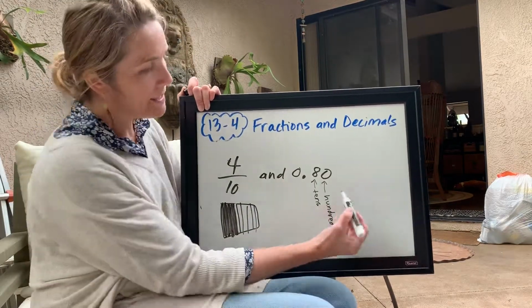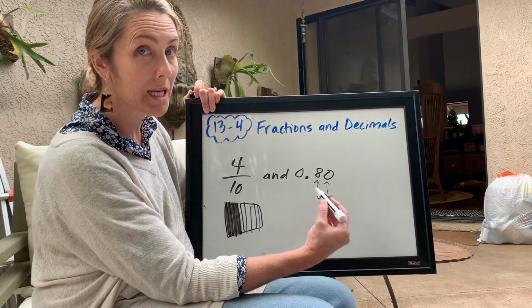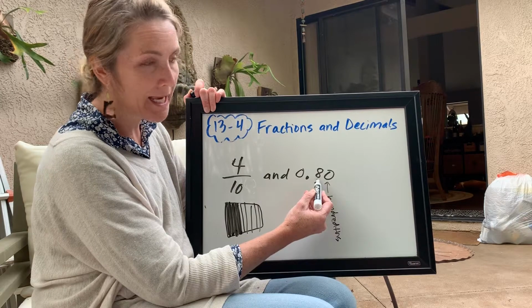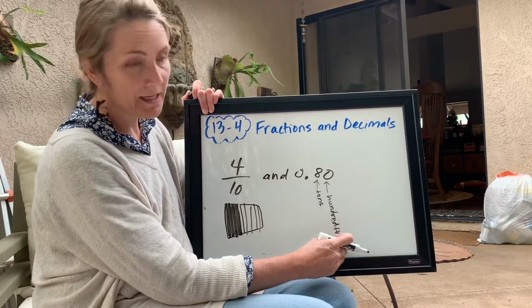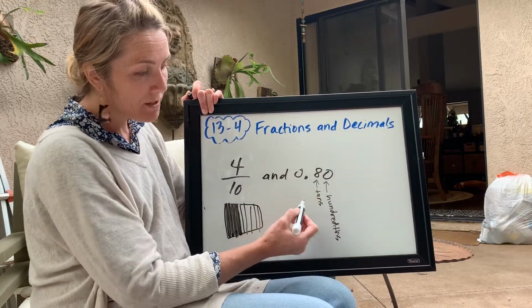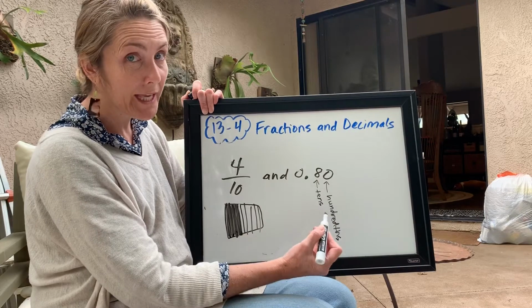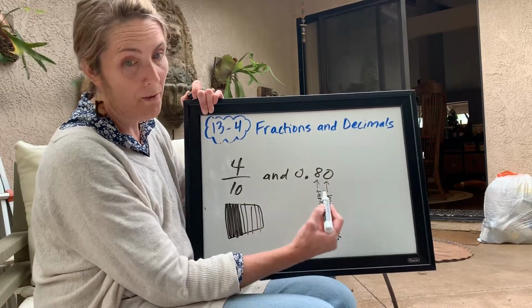In decimals, this last digit is the most important digit, and it's going to take the name. So you're going to say 80 hundredths. You read it as 80, and then the last marker, hundredths. This means it's a fairly large number. 80 hundredths is almost one whole.